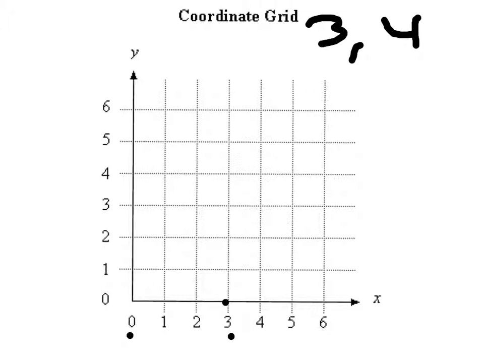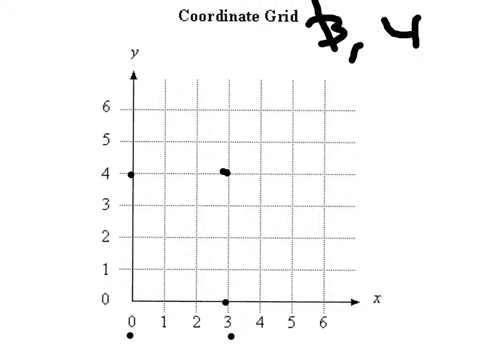Now, after that, we can get rid of 3 for now. We can ignore it, and we can focus on 4. 4 will be going on the y-axis right here. You will meet the numbers right about here. Then you will mark it.